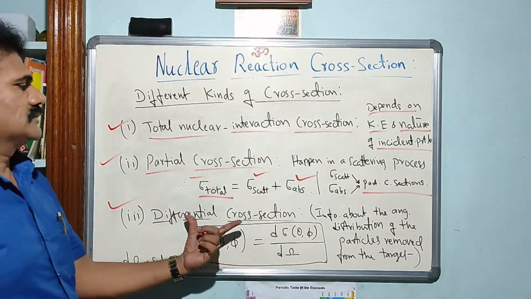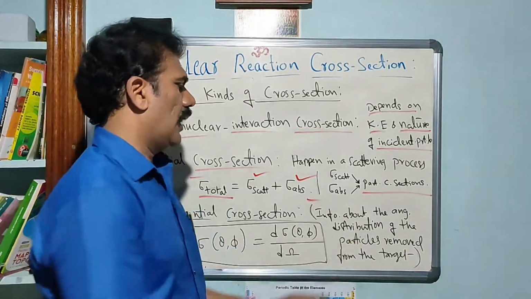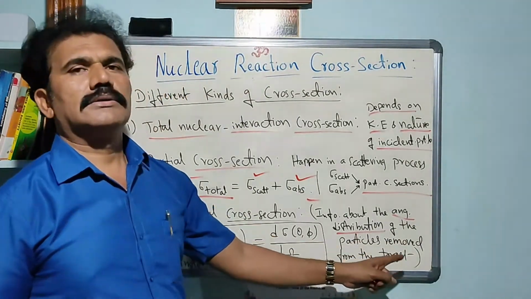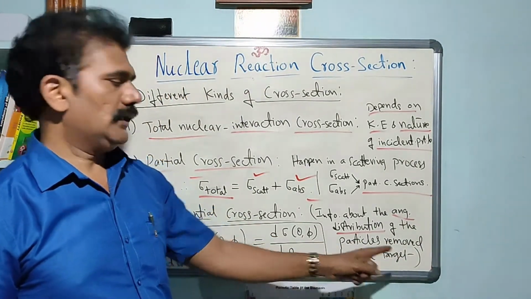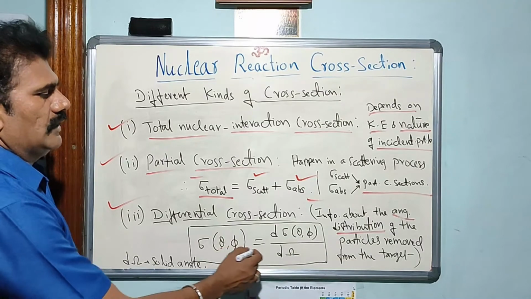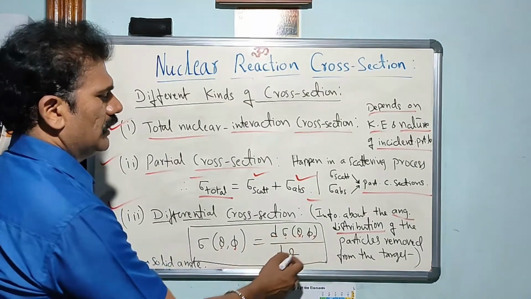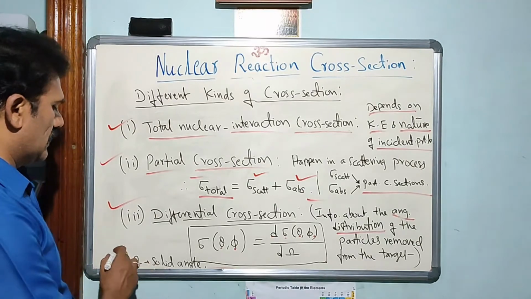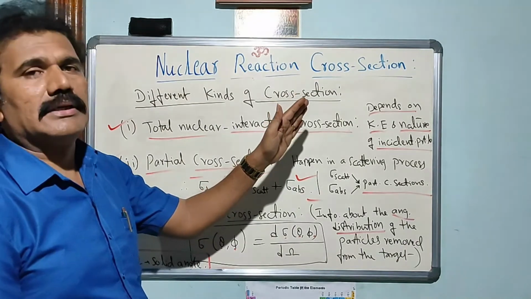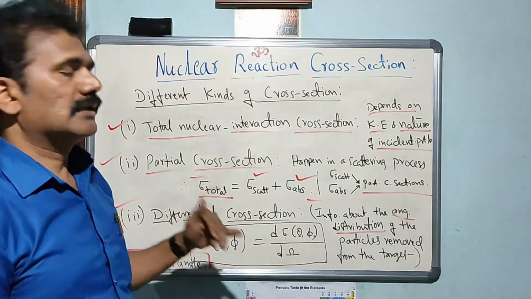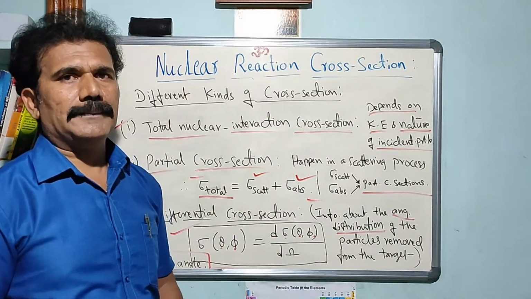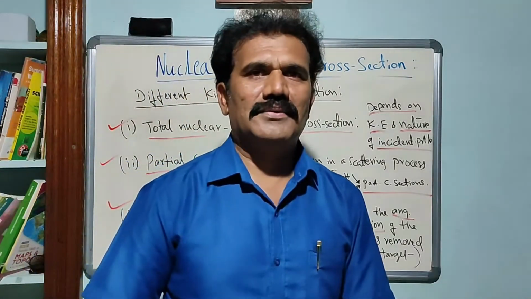This differential cross section gives information about the angular distribution of the particles removed from the target after the nuclear reaction. The equation is sigma of theta phi, as a function of theta and phi, equal to d sigma of theta phi by d omega, where d omega is the solid angle through which the emitted particles make an angle with the incident particles. These are the different types of cross sections. Clear? Thank you.